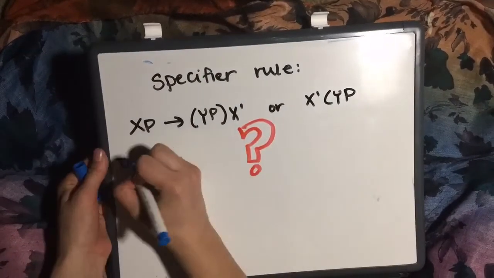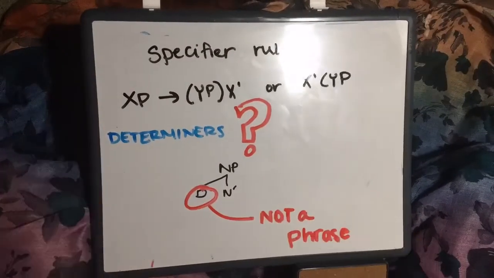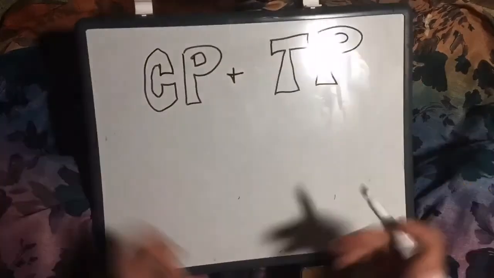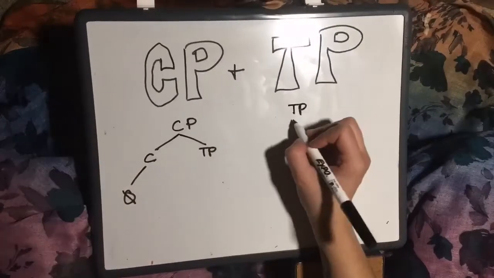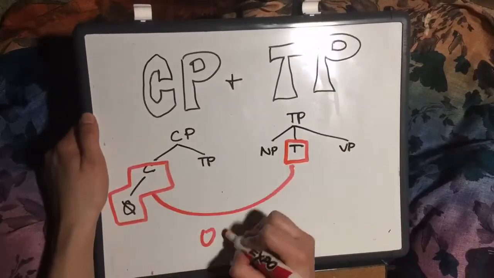So last chapter we learned that the only non-head element of a phrase must be another phrase. But what about determiners? Don't worry, we'll get back to that. X-bar theory also says that the only obligatory part of a phrase is the head, but that doesn't really account for CPs and TPs. We'll come back to that again later as well.